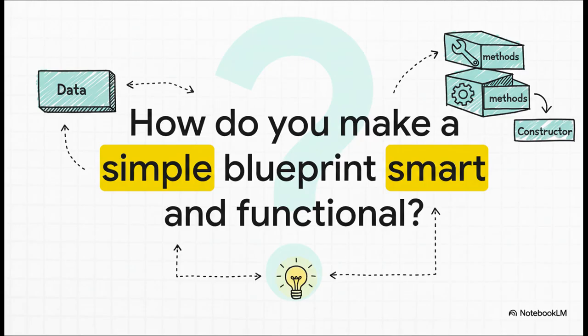So this is the big question for today, right? In programming, a lot of the time we start with these simple containers that just hold data. But the real magic, the real power, happens when we teach those containers how to act, how to basically think for themselves. So how do we breathe that life into our code?